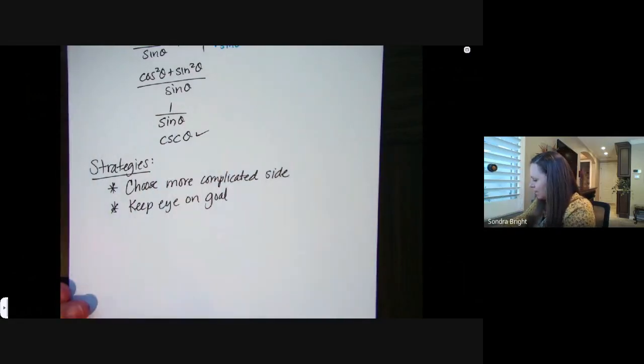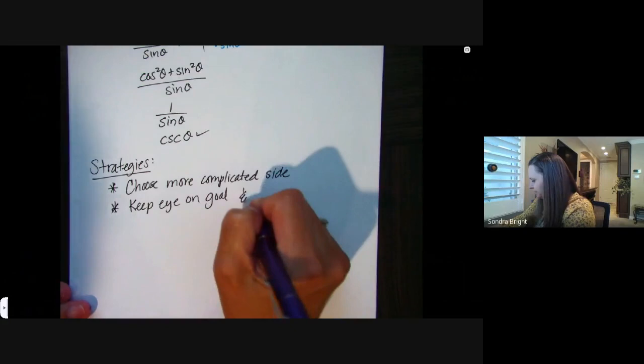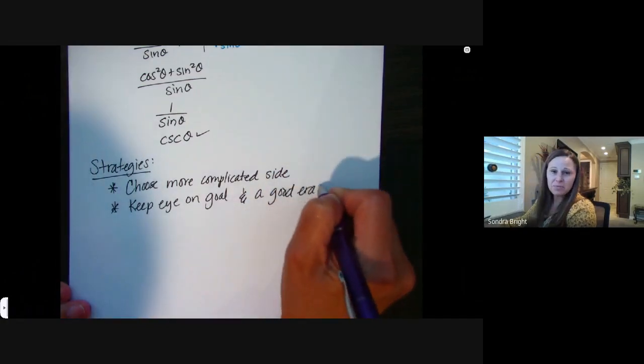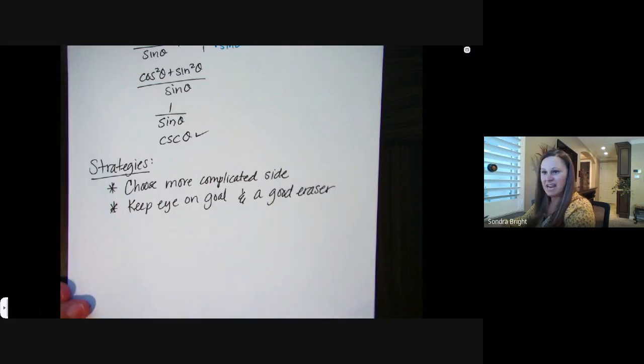Also keep a good eraser, because even me, there are times where I've started these and thought that I had a good strategy and I was rewriting it and maybe it doesn't work, right? So sometimes you just have to erase and start over.